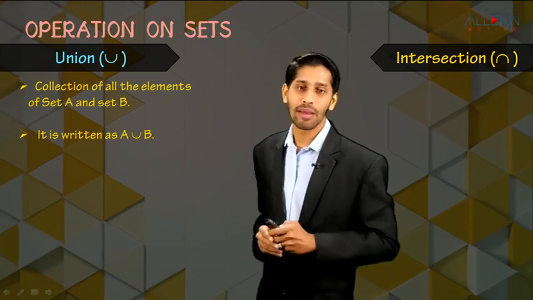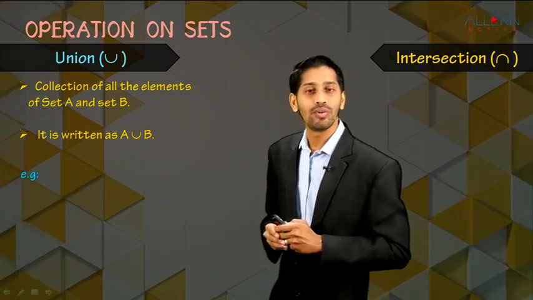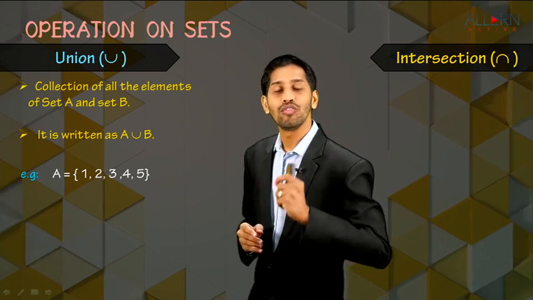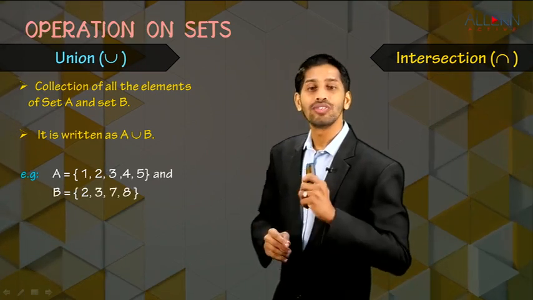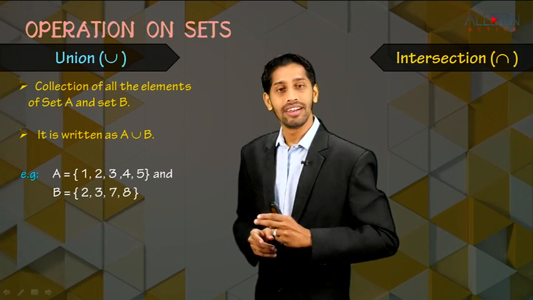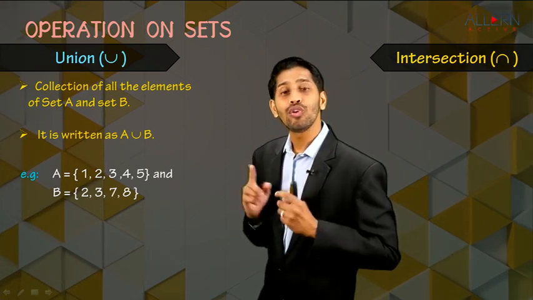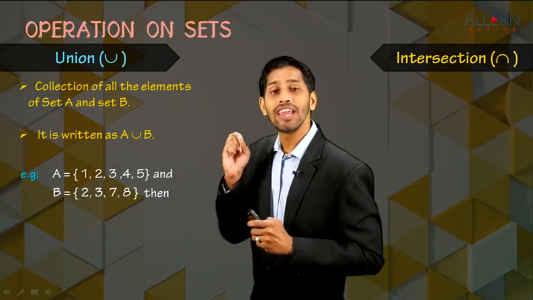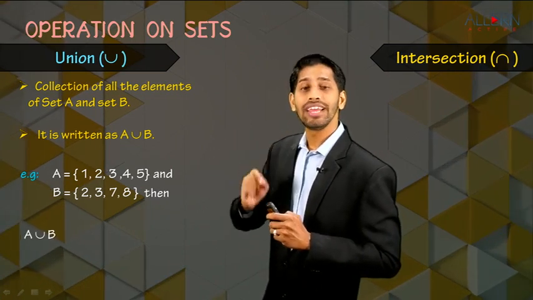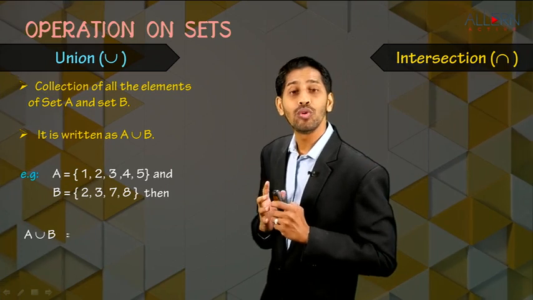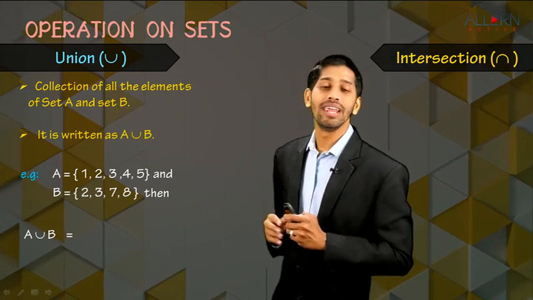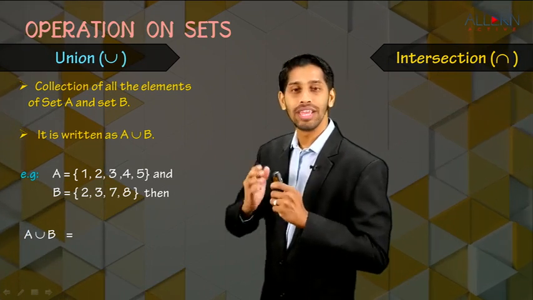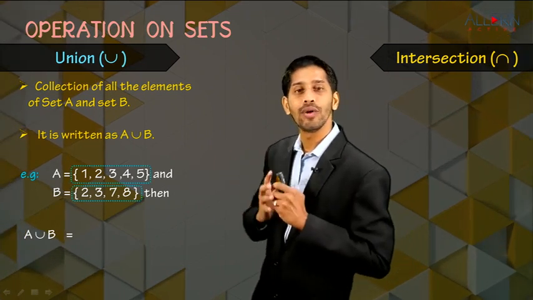Now let's take an example. Suppose two sets are given to us in roster form. Set A whose elements are 1, 2, 3, 4, 5. Set B whose elements are 2, 3, 7, 8. Now if we want to write the union of these two sets, represented by A union B, by definition it says that we need to do a collection of all the elements. That means we have to write all the elements of both sets A and B. So let's see how exactly we are going to do it.